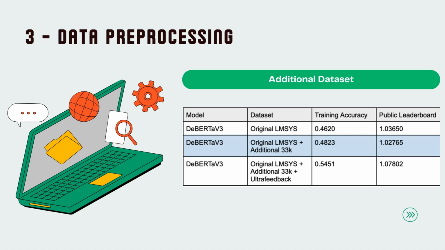For this project, various dataset configurations were experimented with using the DeBERTa V3 model. Results show that adding more data does lead to a higher training accuracy, but it did not necessarily lead to an improvement in the leaderboard score. The best improvement observed was when training the DeBERTa V3 model on both the original dataset and the additional 33,000 labeled conversation dataset.